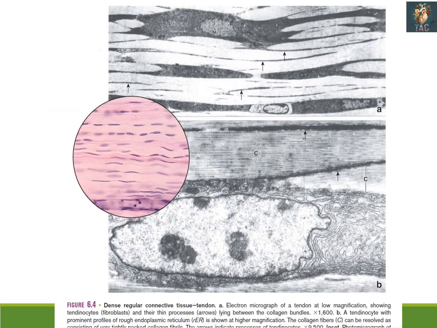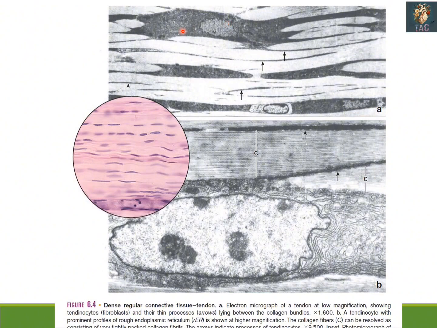This is the H&E stained section at higher magnification of dense regular connective tissue, showing you the nuclei of the fibroblasts, which are present in the form of rows. And this area shows the electron micrographic picture of the dense regular connective tissue, in which you can appreciate the fibers as well as the fibroblast.